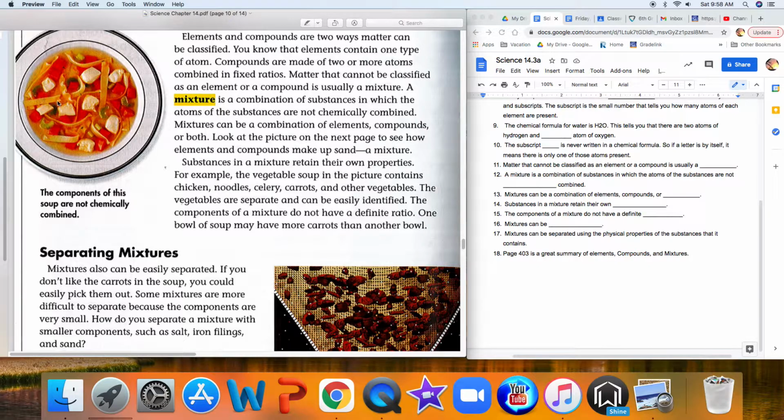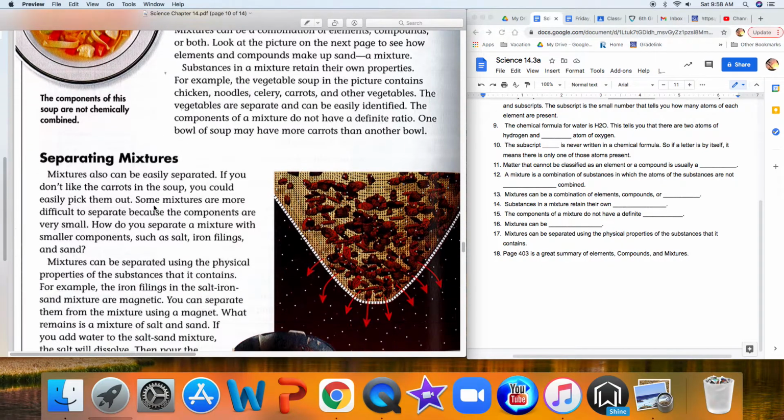Yes. Is that easily separated? Well, I can easily see the carrots, but I don't know how easy it is to pick each and every one of those out. Okay, now if I have big chunks of carrots, that becomes easy. If I make really small pieces of carrots, it starts to become a headache, doesn't it? So I took the word easily out of there, guys. What they're saying is you're supposed to be able to identify it, but let's talk about it.